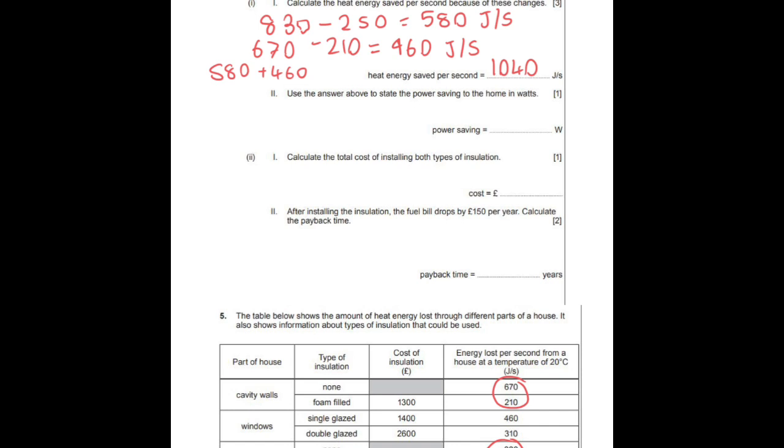Part II, use the answer above to state the power to the home in watts. So joules per second is exactly the same as watts. So you're just going to put your answer from the one above. If you put a different answer for the one above, you would still get 1 mark carried forward for that.